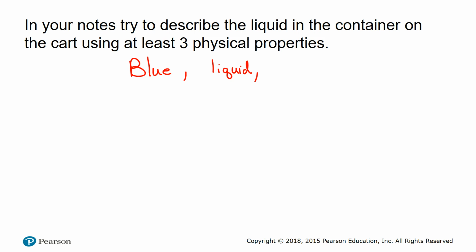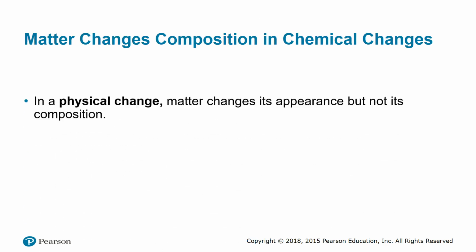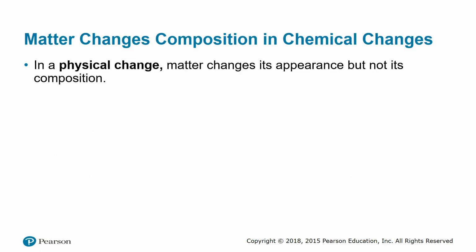So let me see where I want to go from here. Now, so those are properties. Now we're going to talk about changes. So a physical change is a way that we can change the matter, but not its composition.